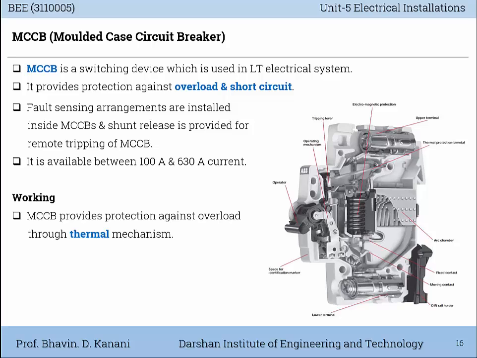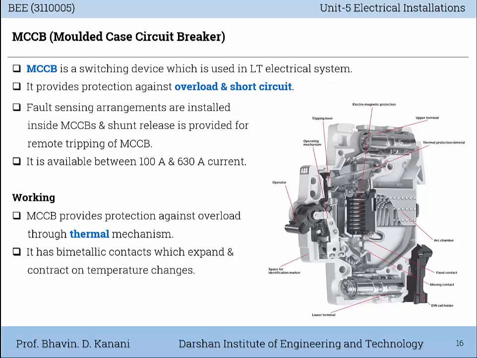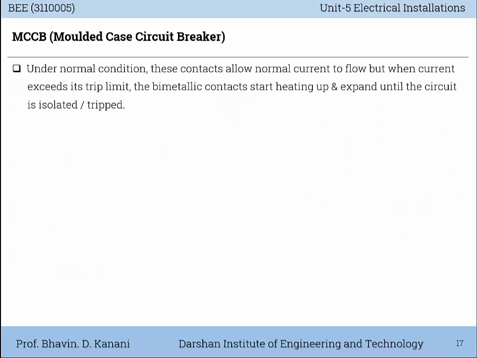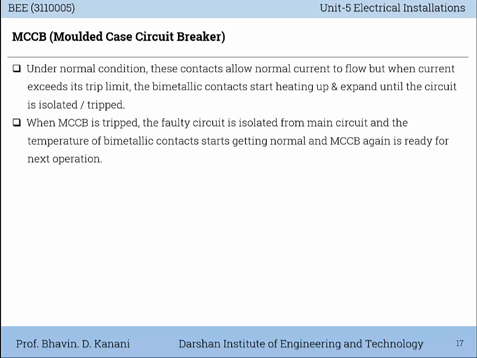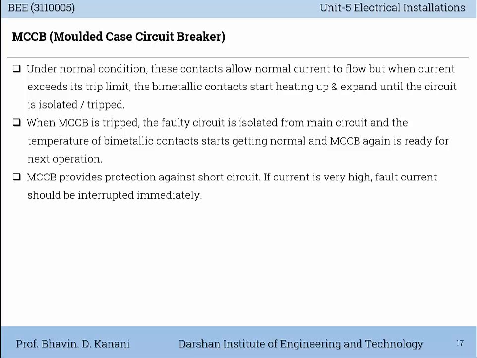Working. MCCB provides protection against overload through thermal mechanism. It has bimetallic contacts which expand and contract on temperature changes. Under normal condition, these contacts allow normal current to flow, but when current exceeds its trip limit, the bimetallic contacts start heating up and expand until the circuit is isolated or tripped. When MCCB is tripped, the faulty circuit is isolated from main circuit and the temperature of bimetallic contacts starts getting normal and MCCB again is ready for next operation.